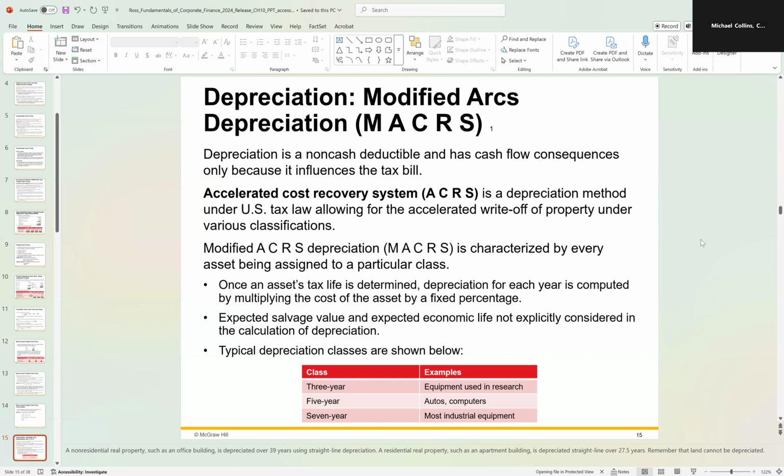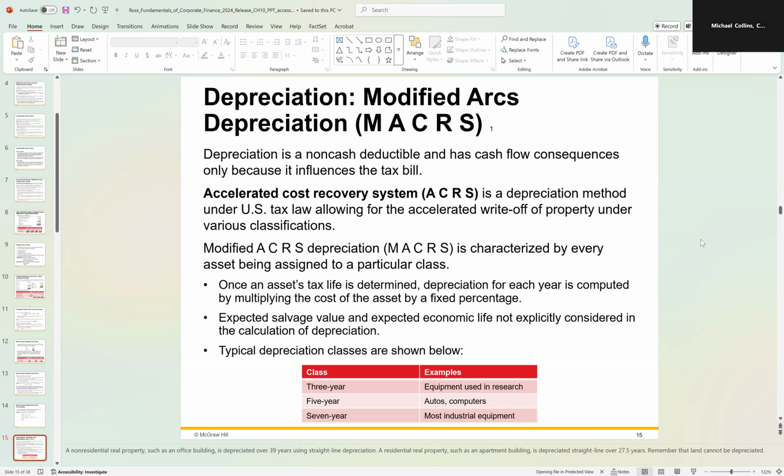Depreciation, modified ACRS and MACRS. Depreciation is a non-cash deductible and has cash flow consequences only because it influences the tax bill. This would be something that I would certainly include on a quiz. It's a great knowledge question that could be turned into a great multiple choice question.